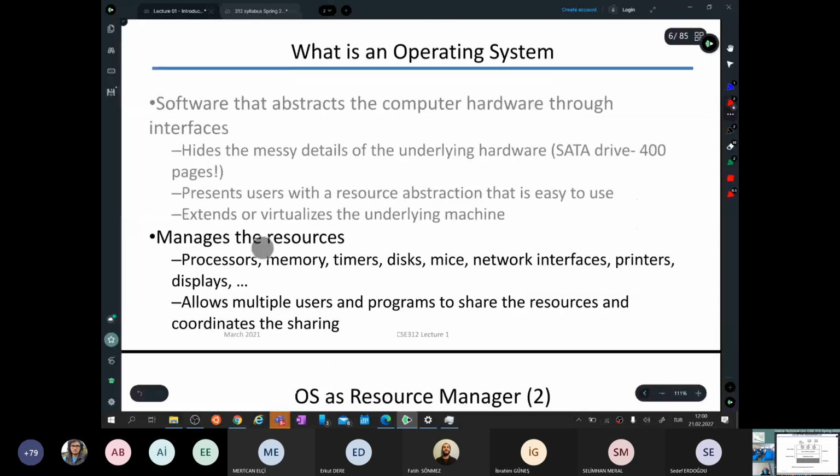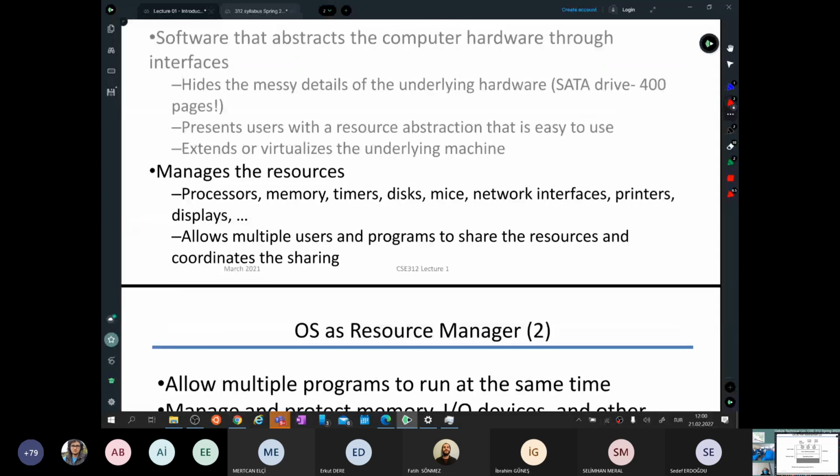Processors: most of the time, we assume that we have a single CPU. It has to be shared between the processes. I have the memory, a large amount of memory, but it is limited. We have the timers. Timers are important. What's a timer? Timer is this.